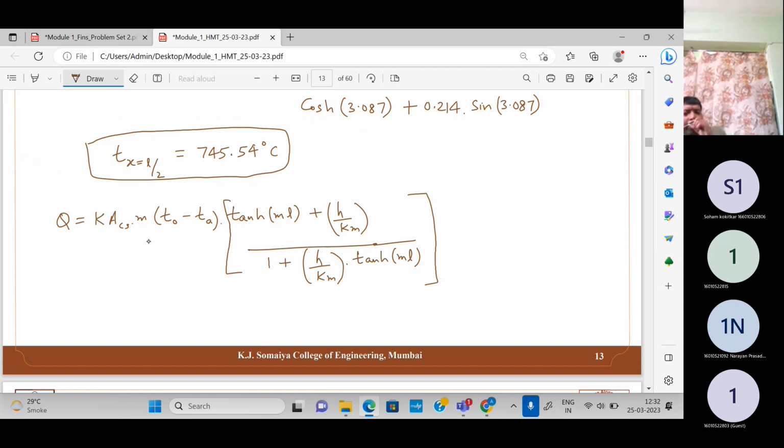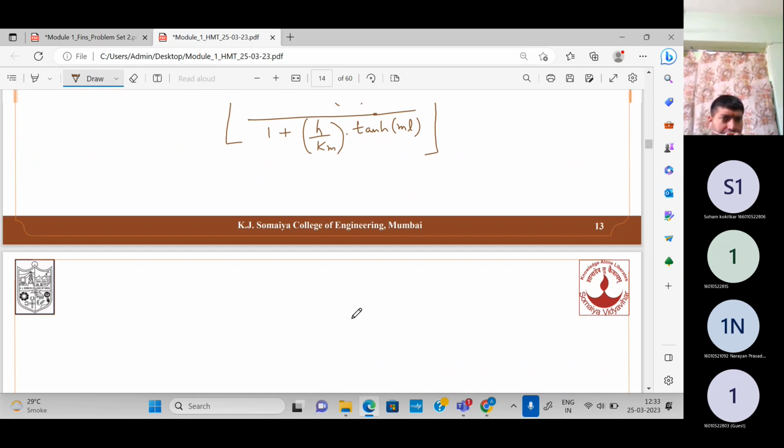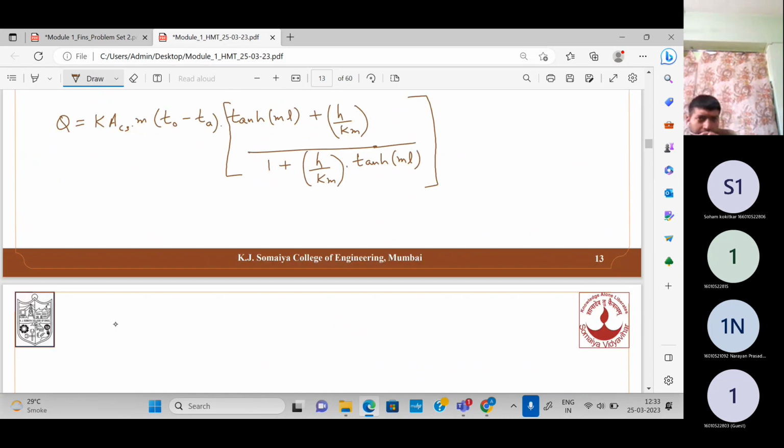Okay, we can also put the other mathematical expression, m is equal to root of hP by kA. So you put the value of m here, and you will get the expression root of hPkA into T naught minus T A into this factor tanh ml plus h by km divided by 1 plus h by km into tanh ml. Okay, now we'll put the values.